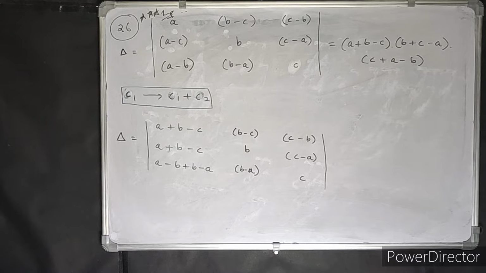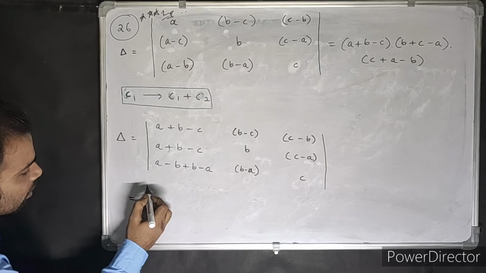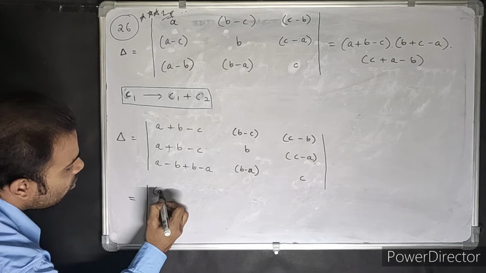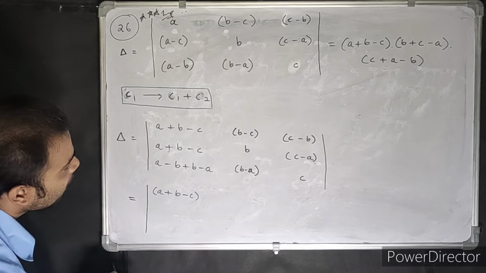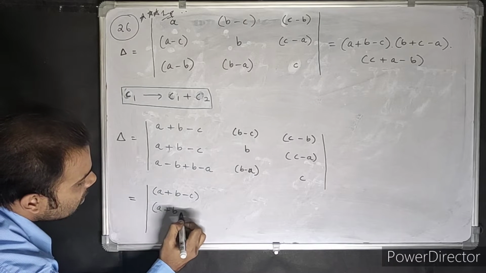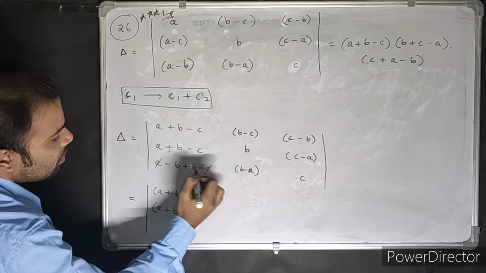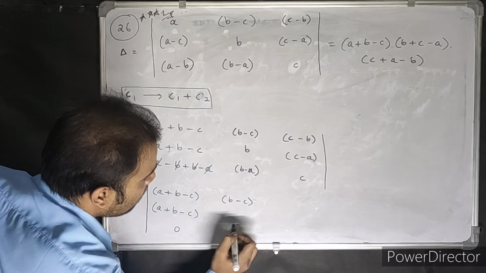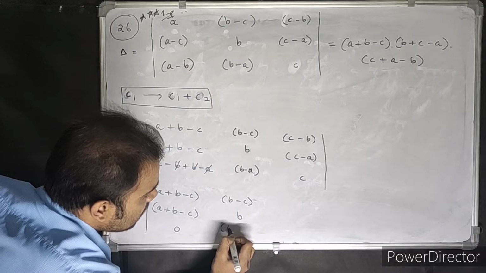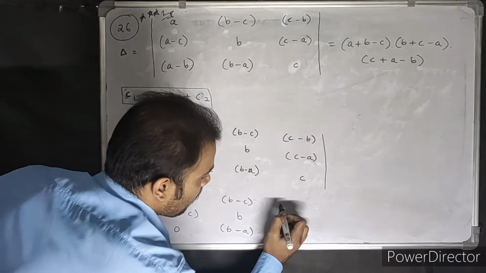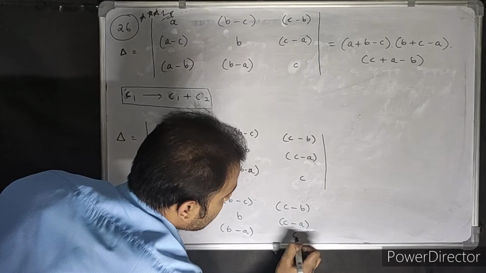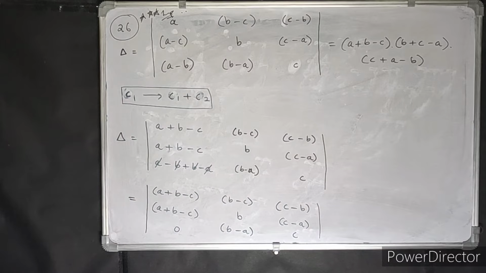From here, what do you have? You have got this A plus B minus C, then again A plus B minus C, cancel. This is a 0, and this is B minus C, then B, then B minus A, this is C minus B, C minus A, and this is C. So we got the last part.